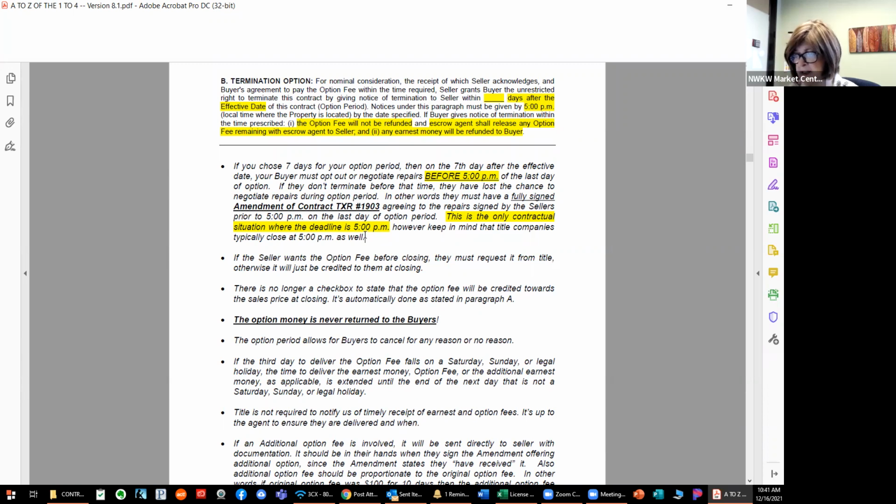And I want you to also realize that the option fee time is the only deadline where it's 5:00 p.m. That's the only time it's 5:00. Every other deadline involved in a transaction ends at 11:59 p.m., almost midnight. You don't want to wait till almost midnight, but you have more time than 5:00 if you need to get something there. It's not 5:00 for everything. It's just for the option when you're negotiating repairs and stuff. So I put that down there to remind you if they want it.